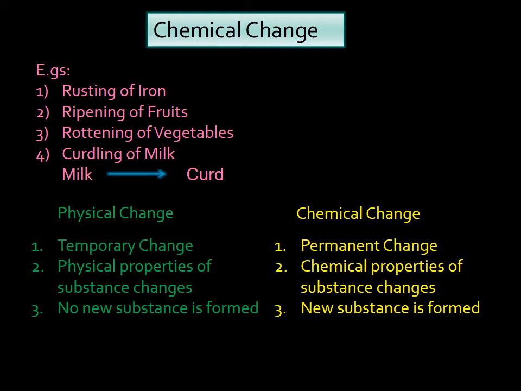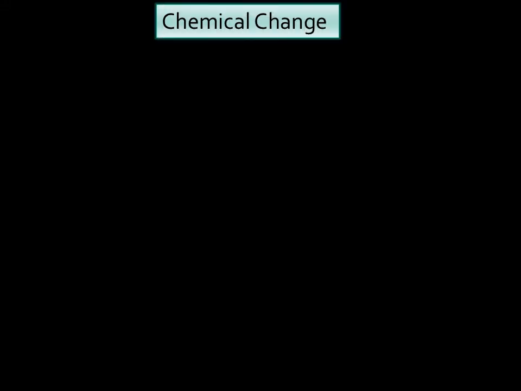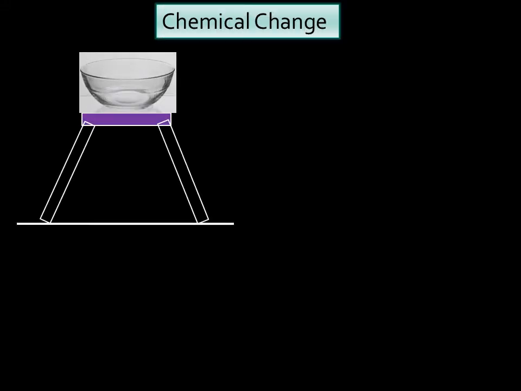Now, what is the difference between physical change and chemical change? Physical change is a temporary change, while chemical change is a permanent change. The physical properties of substances change in physical change. In chemical change, chemical properties of the substance change. In physical change, no new substance is formed. In chemical change, a new substance is formed. So these are the points of difference between chemical change and physical change.